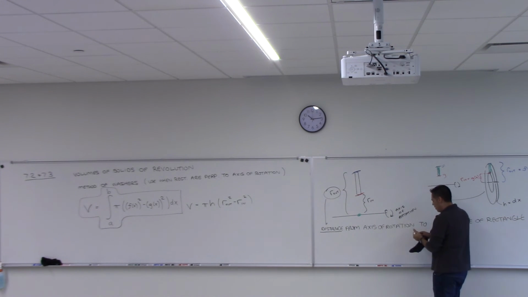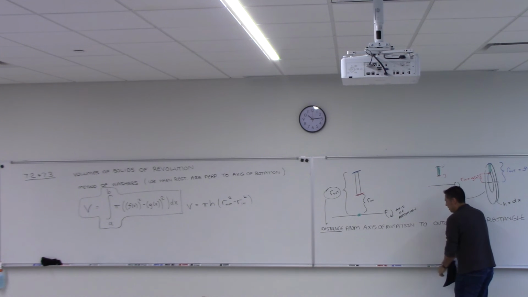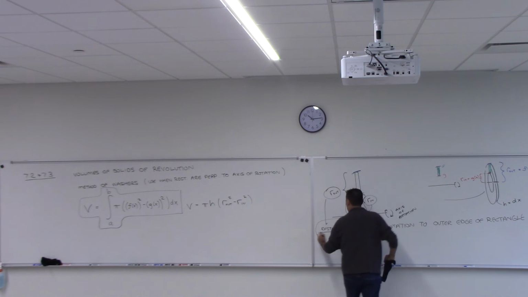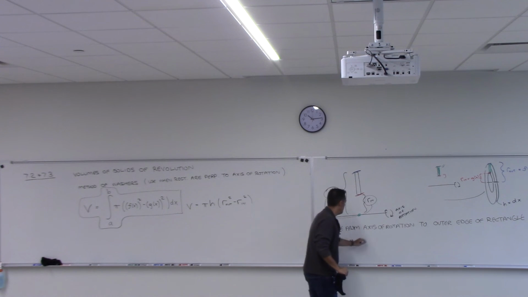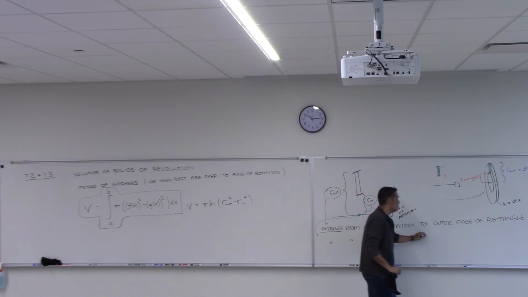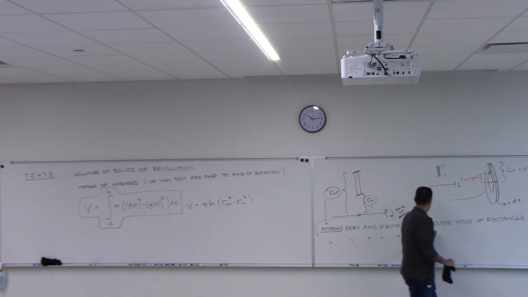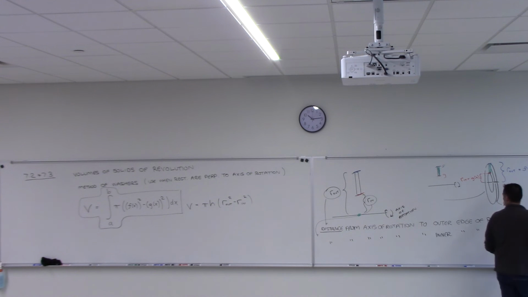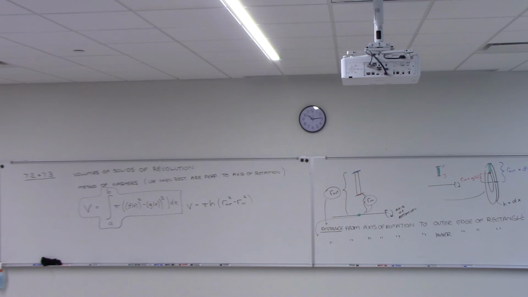And then what about R in? It's the same, except for one little change in the words. This right here is the distance from the axis of rotation to the inner edge of the rectangle.